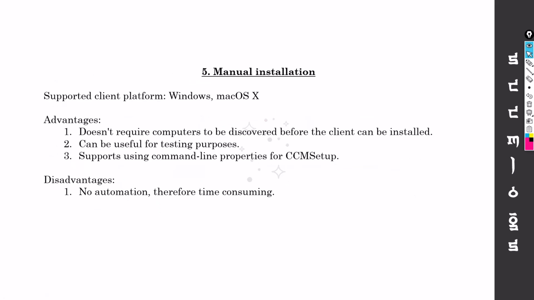So next we have the manual installation. Manually you can install the clients on the machines. It doesn't require the client to be discovered, it can be useful for testing purposes as well, and supports the command line properties. The disadvantage, only one thing, which is the lack of automation, therefore time consuming. Manually you need to install the client, so it will take some time. So many companies will use the manual method as a combination. First we can use the client push, and second we can use this manual installation.